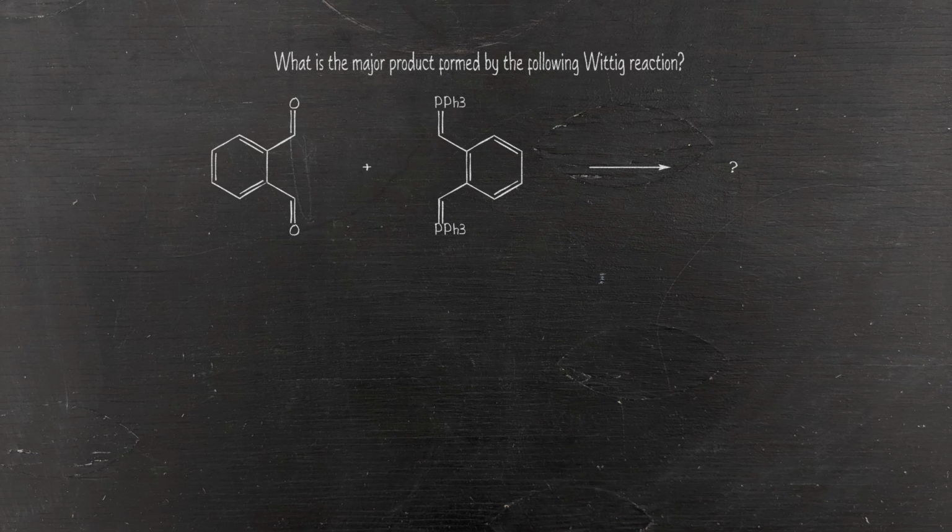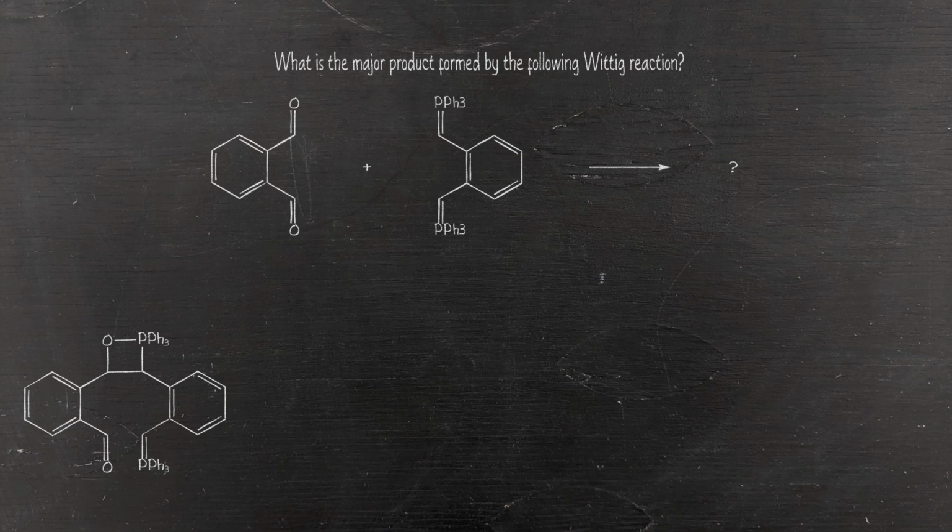For our second question, we're once again asked to predict the major product from a Wittig reaction. Looking at our reactants, we see now that we have two aldehydes attached to our benzene ring, reacting with a species that has two ylides in it. We haven't been asked to give a reaction mechanism this time, so I'm going to jump ahead to just after our square intermediate has been formed.